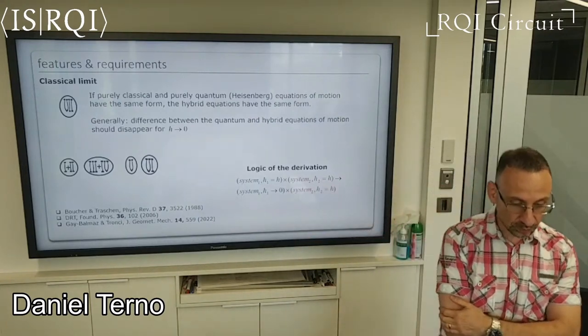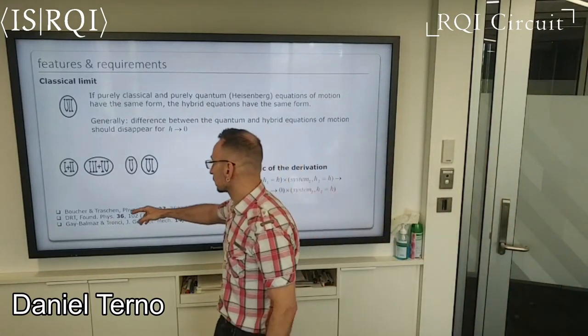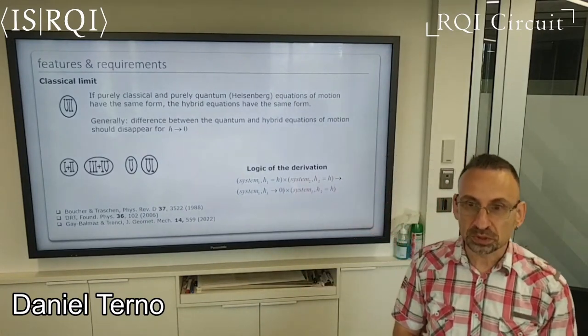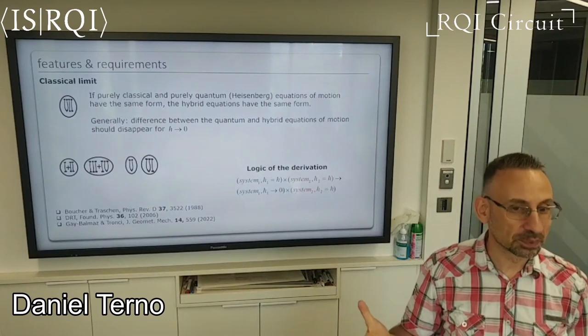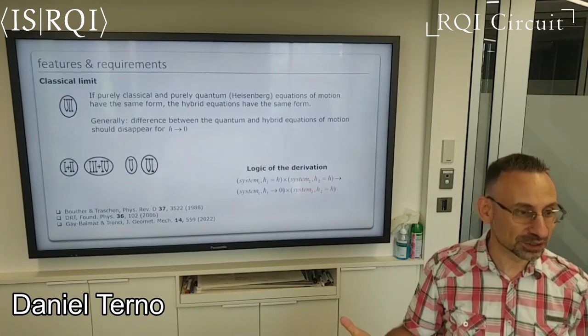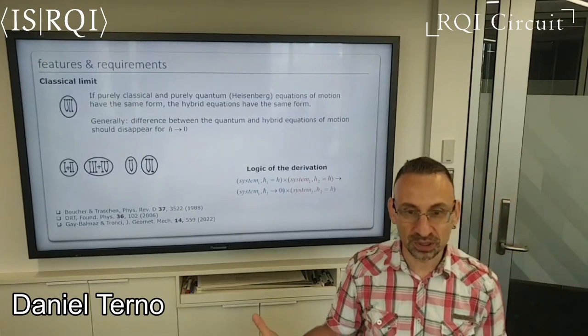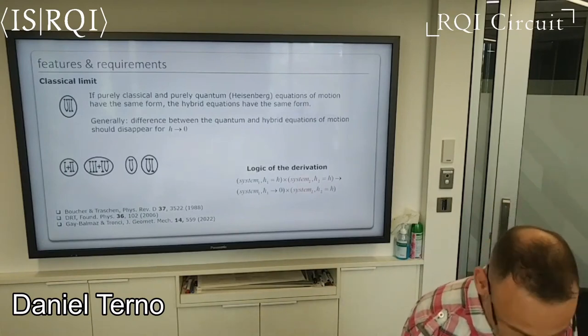Now, most of those rules appeared in the paper of Boucher and Traschen in 1988, where they were trying to systematically summarize the rules with which people play with inflation and other cosmological scenarios in which back reaction was constantly invoked, but not very well labeled.